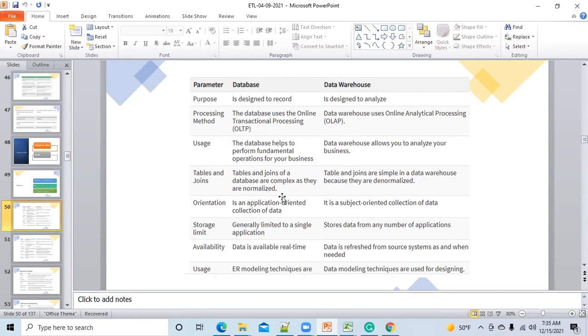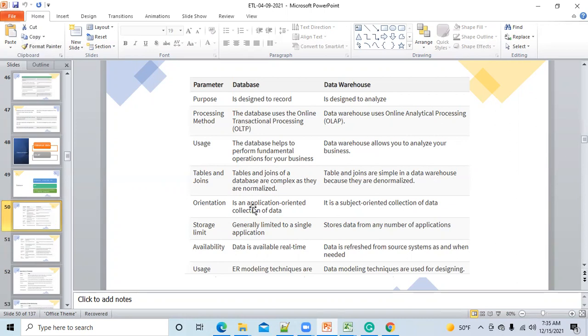Tables and joins. Tables and joins of a database are complex as they are normalized. Tables and joins in a data warehouse are simple because they're denormalized. Okay, this point I will tell you. Normalization is a technique, like first normal form, second normal form, third normal form. This is a very common, useful and important concept of designing a database. This will tell you how you have to design a database. So whenever you're designing a database, you should follow this normalization. Generally, we follow third normal form.